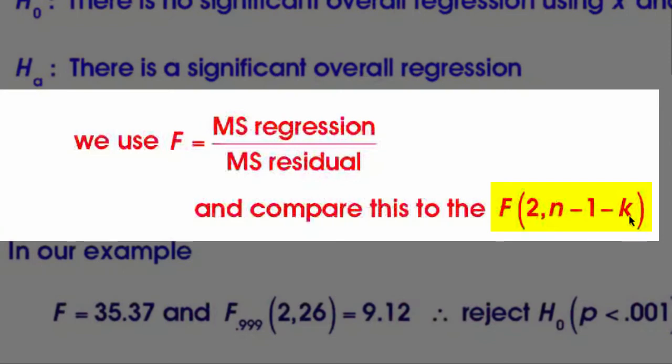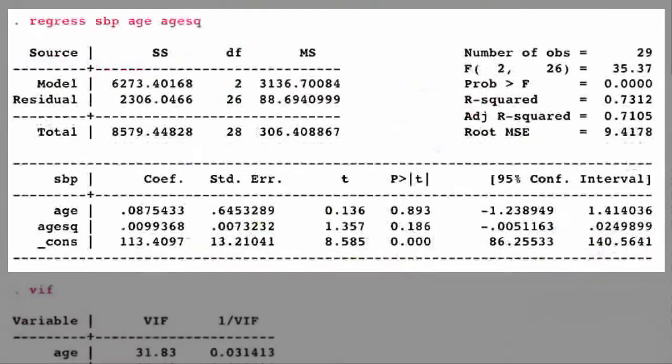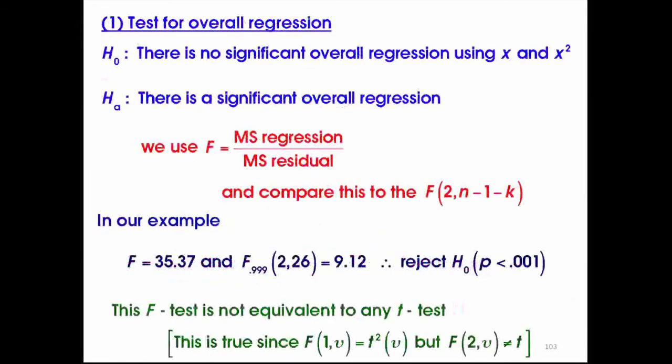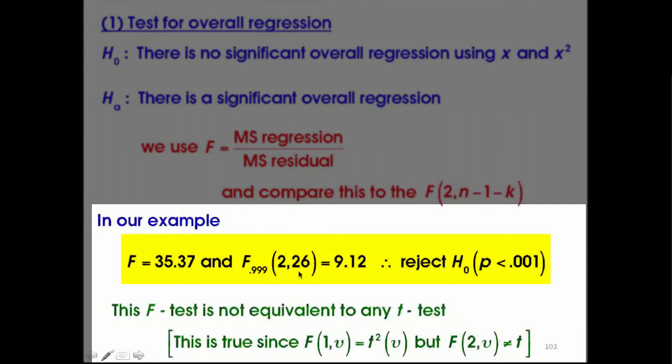Well, we saw this in the computer output. Here, we saw that this F test was 35.37, and it was the mean square for the model divided by the mean square for residual. And so here it is, F is 35.37, and comparing that to the F distribution with 2 and 26 degrees of freedom, even the 99.9th percentile of that distribution, the critical value is 9.12. So therefore, we reject the null hypothesis. The p-value is less than 0.001.